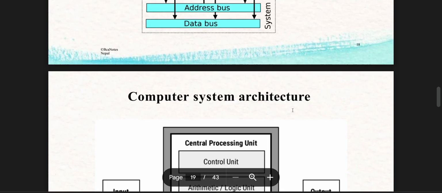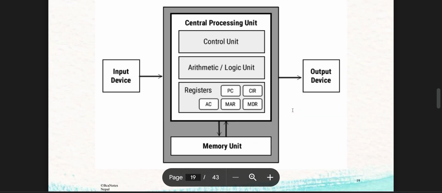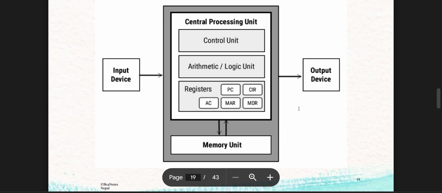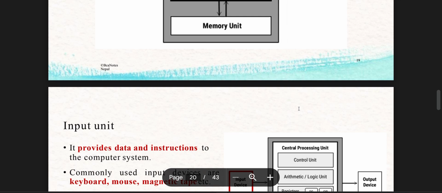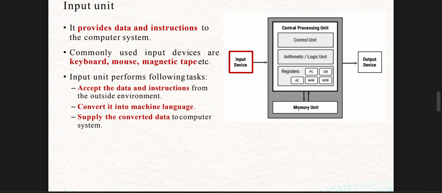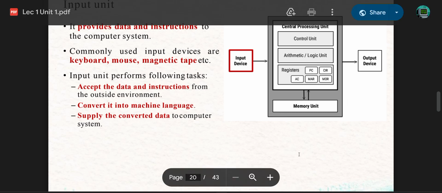Computer architecture: central processing unit, control unit, arithmetic logic unit, registers PC, CIR, AC, MAR, MDR, memory unit, input device. Input unit provides the data and instruction to the computer system. Commonly used input devices are the keyboard, mouse, magnetic tape, etc. The input unit performs the following tasks: accepts the data and instruction from the outside environment, converts them into machine language, and supplies the converted data to the computer system.